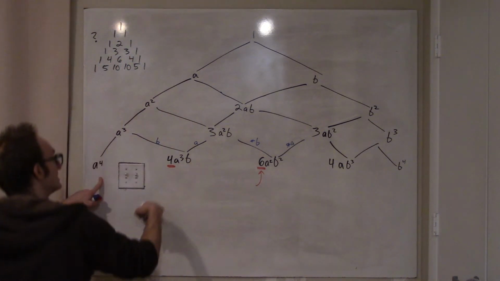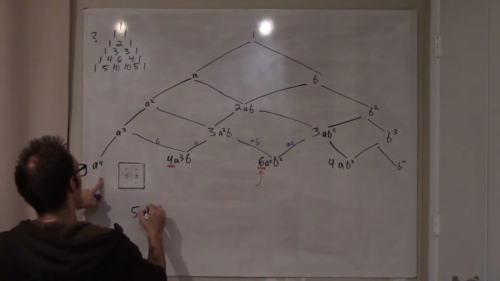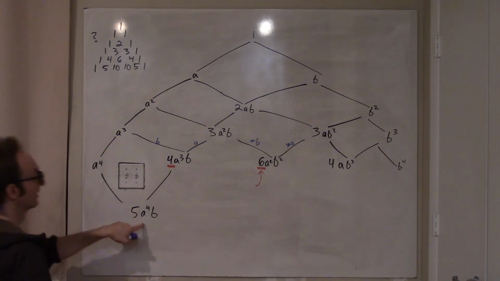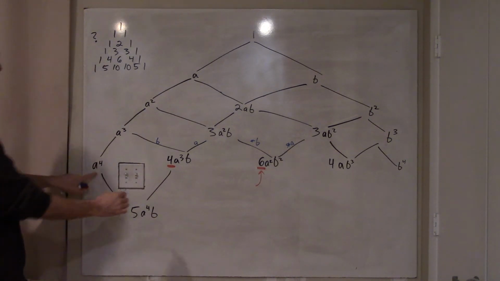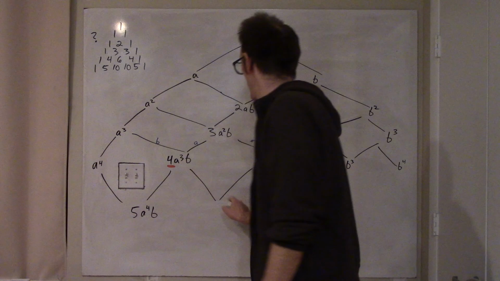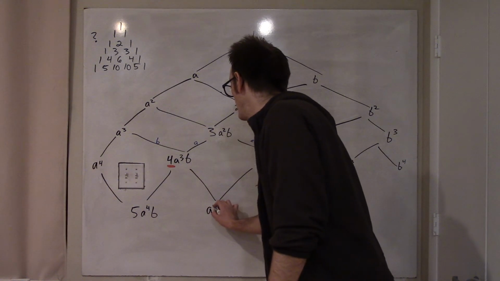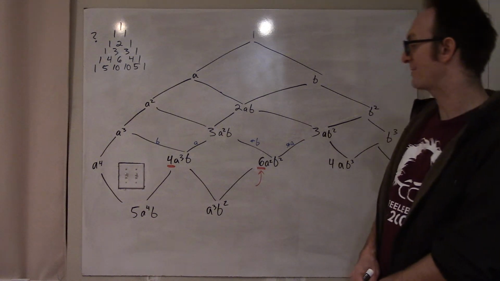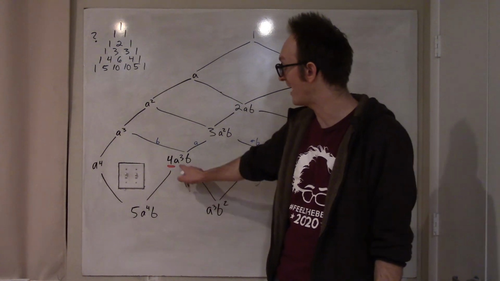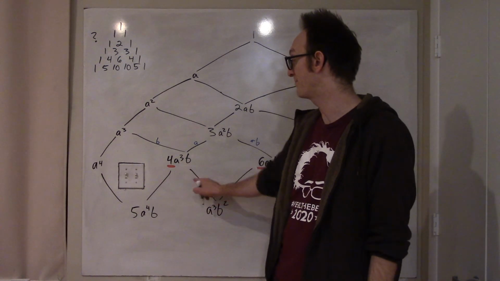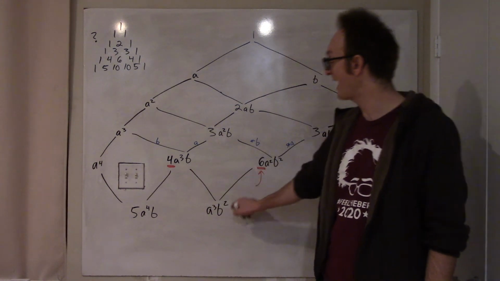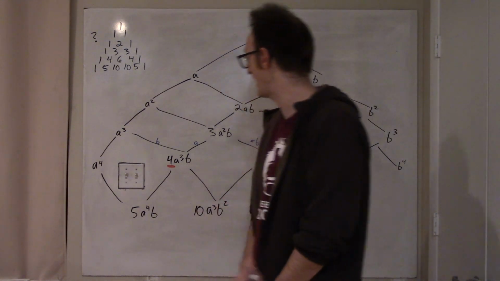Well, what it means is to get 5a to the 4th b is just 1 plus 4, because the number of these is just the number of those plus the number of those. And when I want to know the number of a cubed b squared terms in (a plus b) to the 5th, well, the only way to make an a cubed b squared term is to find an a cubed b term and multiply it by b, and there are 4 of those, or to find an a squared b squared term and multiply it by a, and there are 6 of those. Thus, there will be 10 a cubed b squared terms.